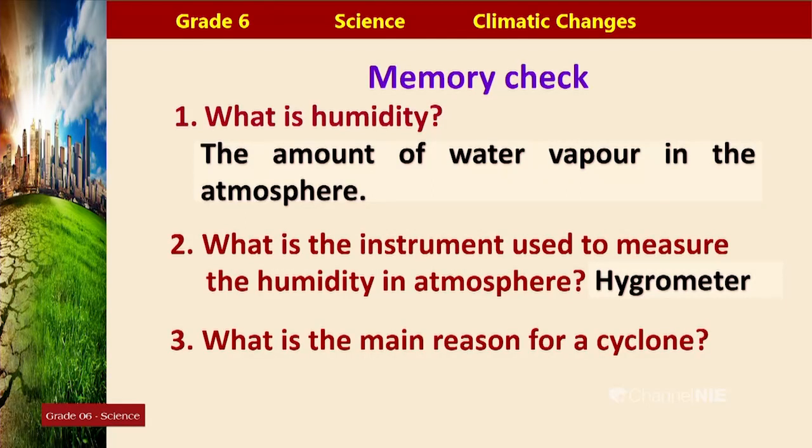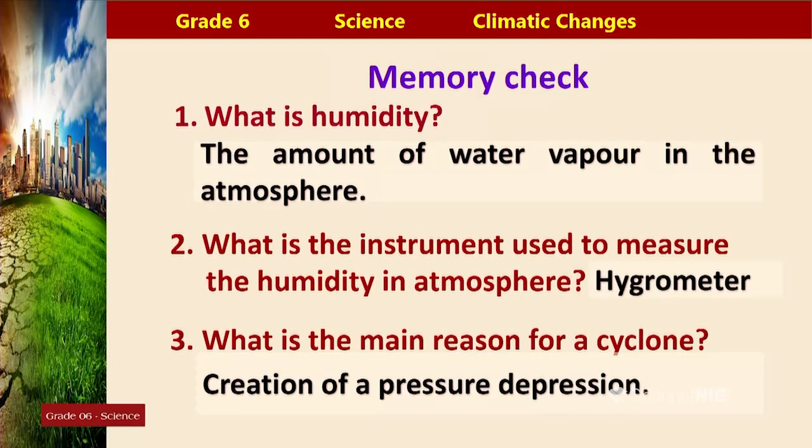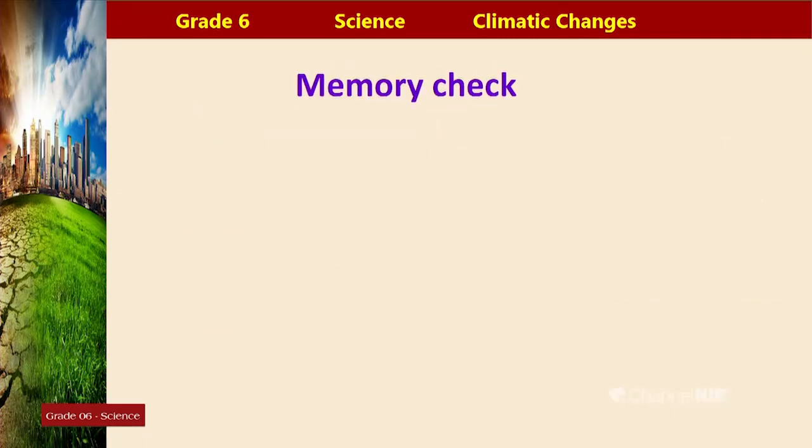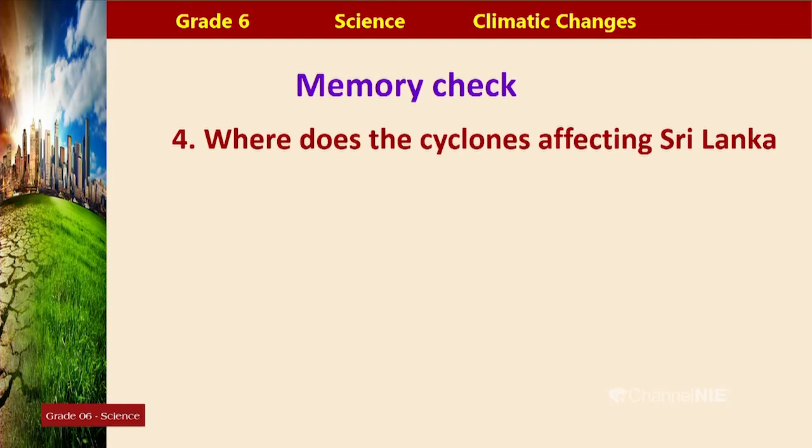What is the main reason for a cyclone? Yes, how would a cyclone occur, children? We said first of all a pressure depression is created. Creation of a pressure depression. Pressure depression is created and air blows from the surrounding areas. Where do the cyclones affecting Sri Lanka originate? Yes, children, can you remember? We said most of the cyclones affecting Sri Lanka originate in the Bay of Bengal.